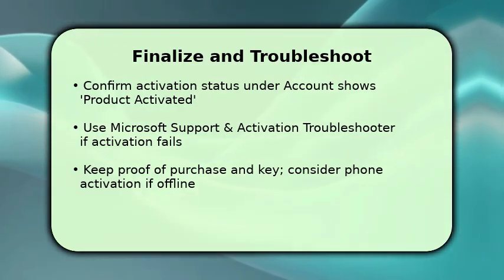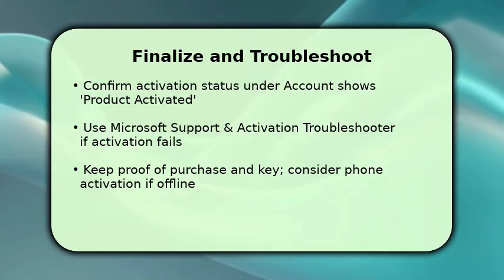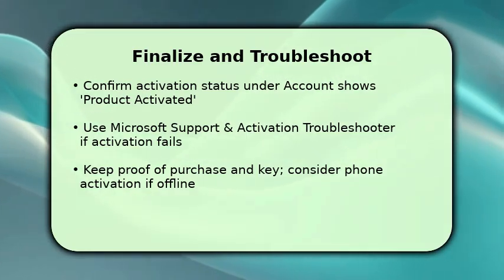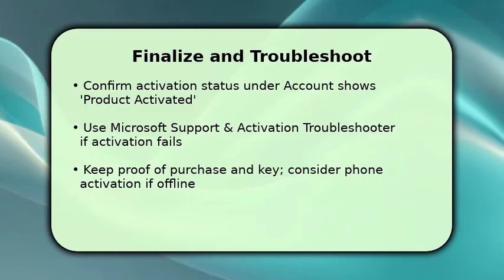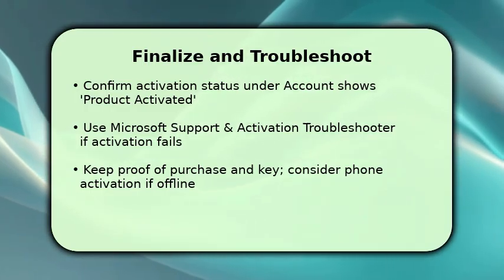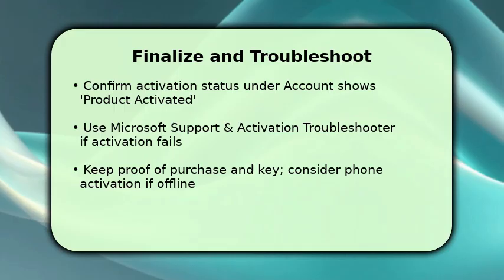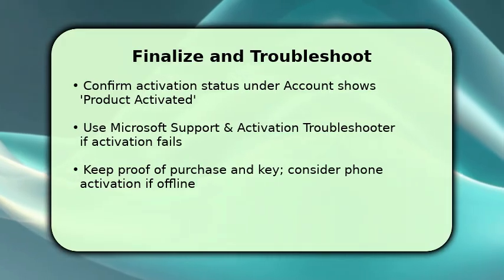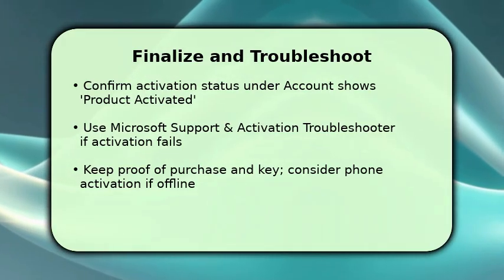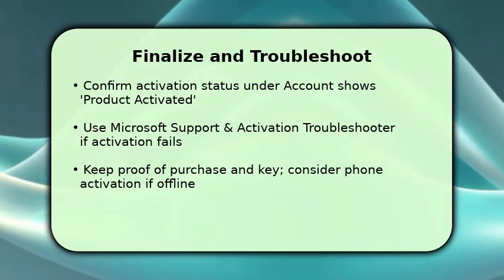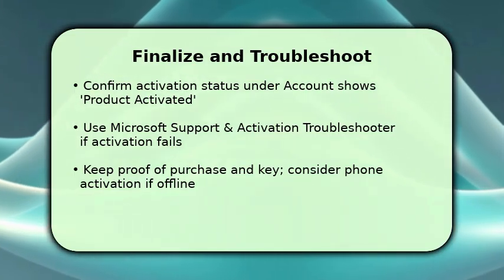If activation fails, run the activation troubleshooter built into Office, try signing out and back in, or use the phone activation option to complete validation. These steps resolve most issues. Keep your proof of purchase and the product key in a safe place so you can restore or transfer the license later. And contact support only if these methods don't succeed.